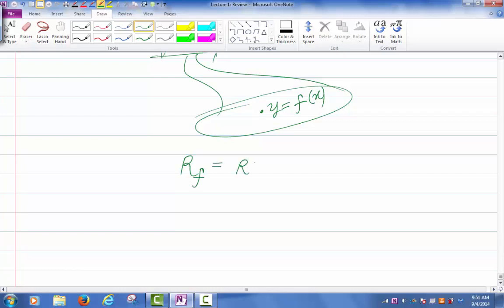By the way, Df, Rf, they are not standard notations in math. I am just using them in the class. So the range, this is the range of f, and what that means is this is the collection of all possible outputs.